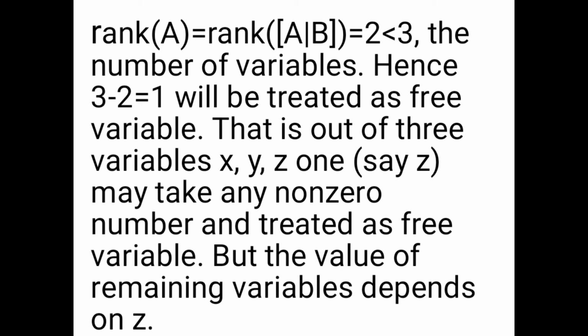So when rank of A is equal to rank of AB, and it is less than the number of variables, there will be infinitely many solutions. We shall discuss how we can find the solution in this case, but we are now concentrating only on the number of solutions, whether the system has a unique solution, infinitely many solutions, or no solution. Here in this case, rank of A is equal to rank of AB is equal to 2, which is less than the number of variables 3, therefore the system has infinitely many solutions. In this case, lambda is equal to 2 and mu is equal to 6.